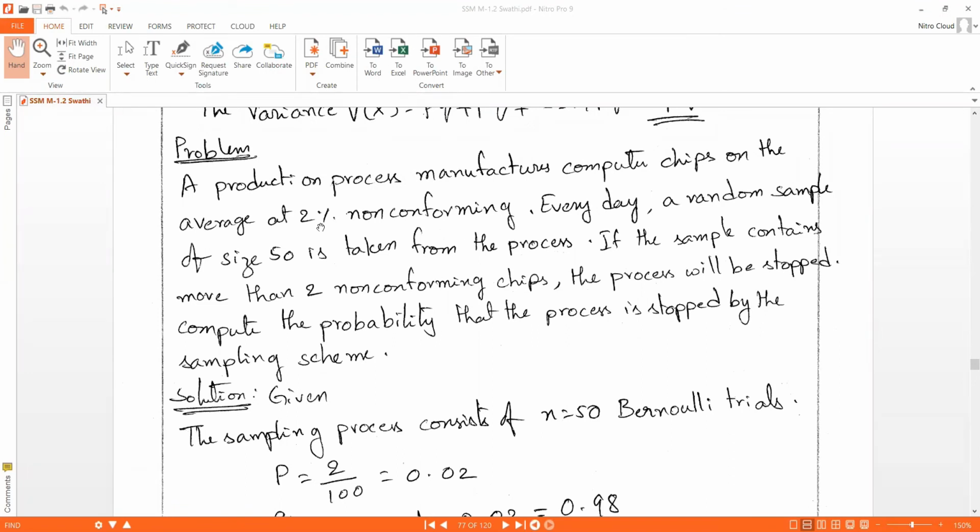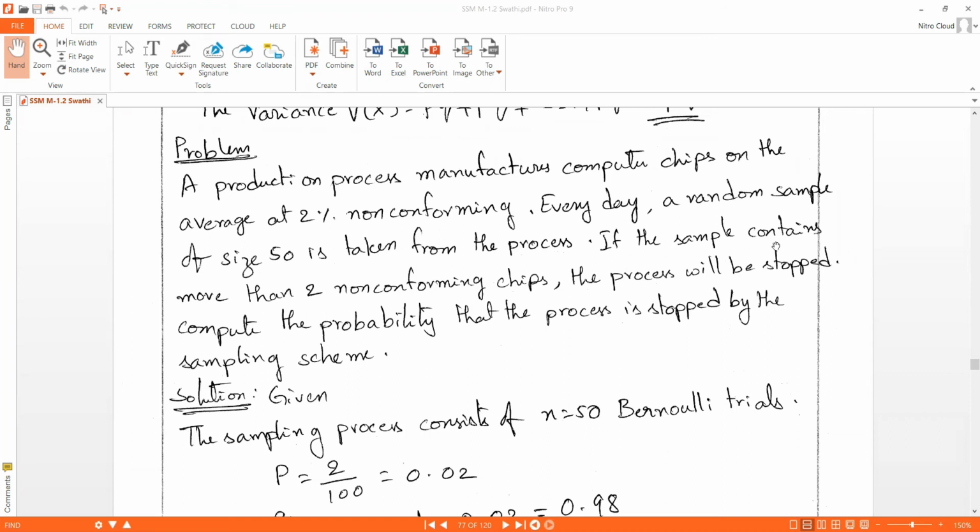Okay, here this is the problem related to the binomial distribution. A production process manufactures a computer chip on average at 2% non-conforming, and every day a random sample of size 50 is taken from the process.